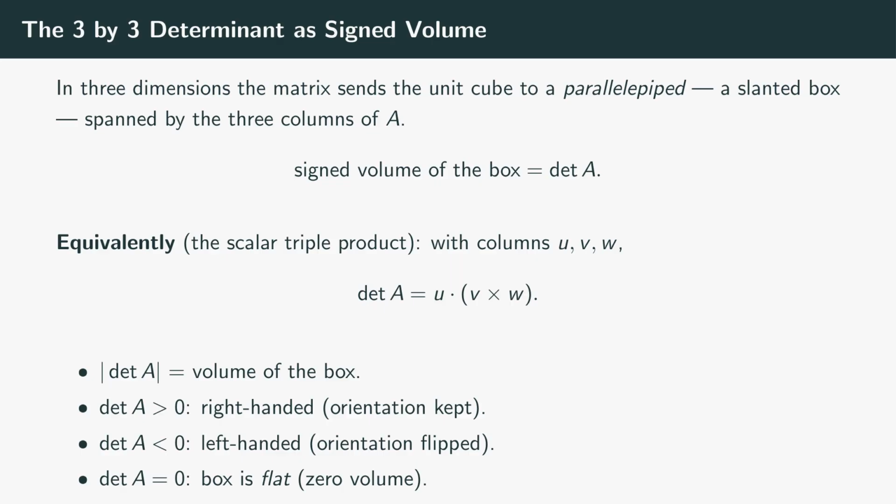with the cross product of v and w, which is the quantity we met back in the geometry episodes. The absolute value of the determinant is the box's volume. The sign again records orientation. A positive determinant means the 3 columns form a right-handed system, keeping the orientation of space, while a negative determinant means a left-handed system, a flip. And if the determinant is 0, the box has been flattened. Its 3 columns lie in a common plane, so it has no volume at all.